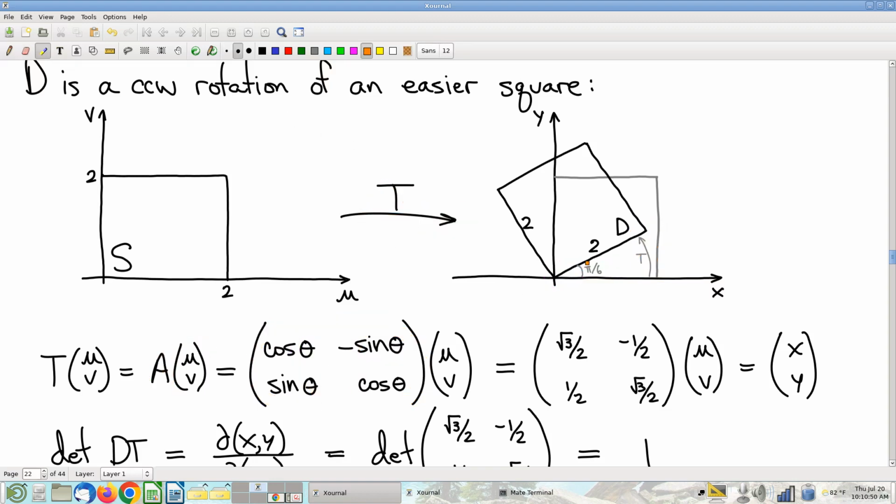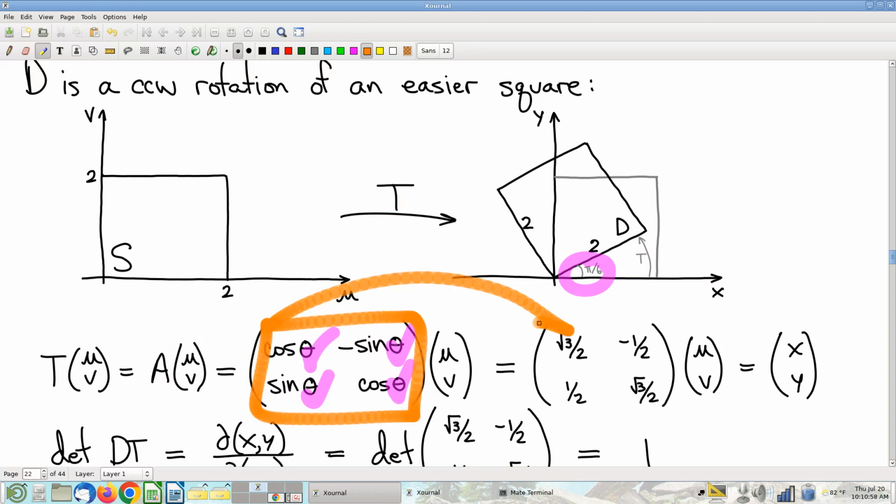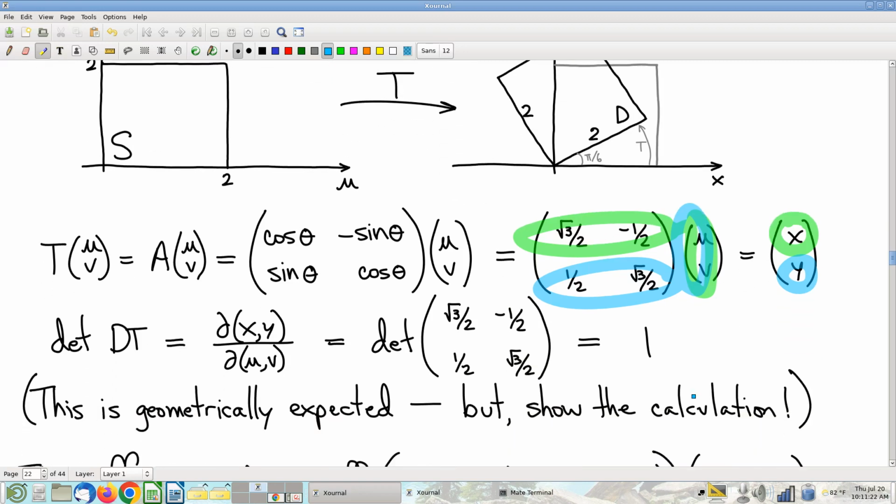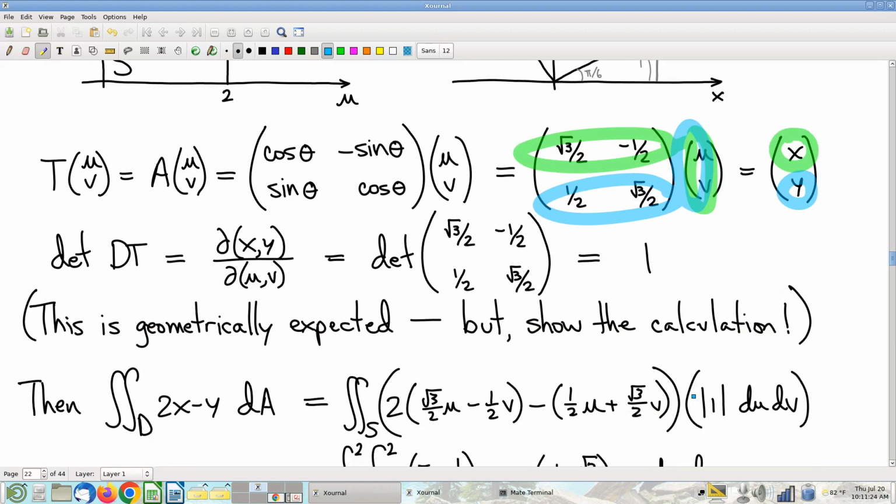Okay. All right. So, we can plug in this value of theta. We can compute this matrix. It's that right there. Which, by the way, gives me an explicit formula for x. For example, x is that dot product. And y is that dot product. Right? So now I have an explicit formula for x and y in terms of u and v, and computing off we go.